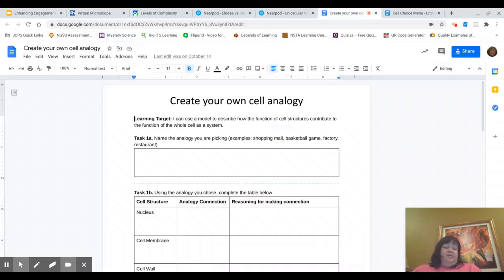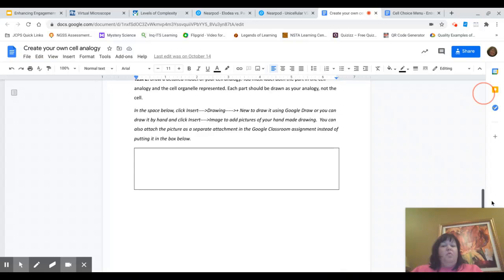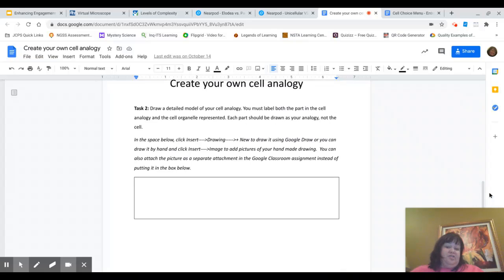We also did create-your-own-cell-analogy, because we need to understand that a cell is a system. That's one of our cross-cutting concepts. We used a model of analogies because that helped them understand it. So we did some together, but then on their own, they could create their own. They could pick anything they wanted. I gave them some examples, or they could pick anything they wanted, and they just had to tell me the connections. We just used Google Docs for this. I did have them draw a picture at the bottom, or they could make a 3D model and insert a picture.